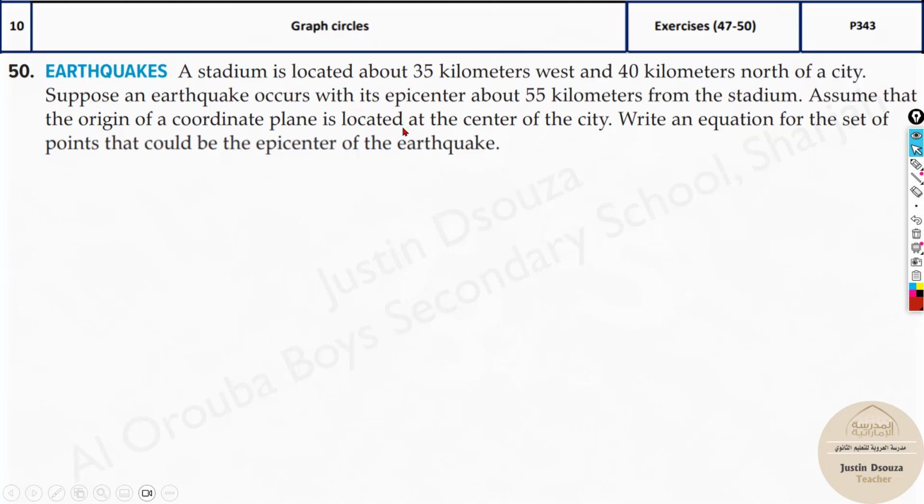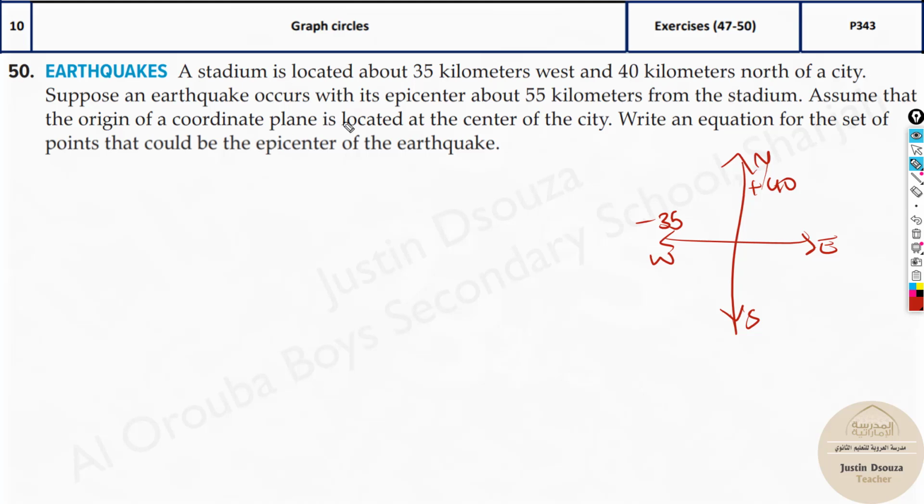Here we have one more problem. This is the last one in this topic. Earthquakes. A stadium is located about 35 kilometers west and 40 kilometers north of a city. So first thing, north, south, east, and west. Now they have told 35 kilometers west over here, so it'll be minus, left side. 40 north, that will be plus.